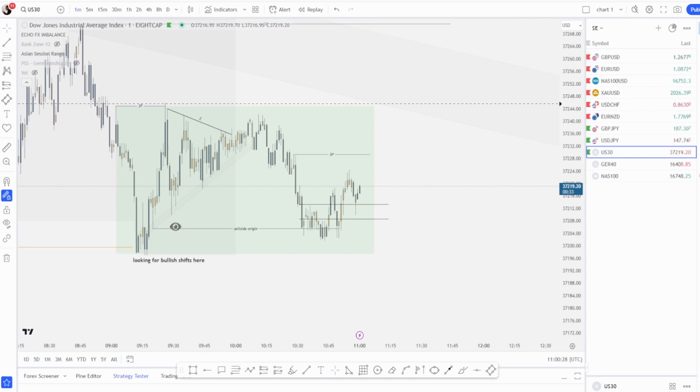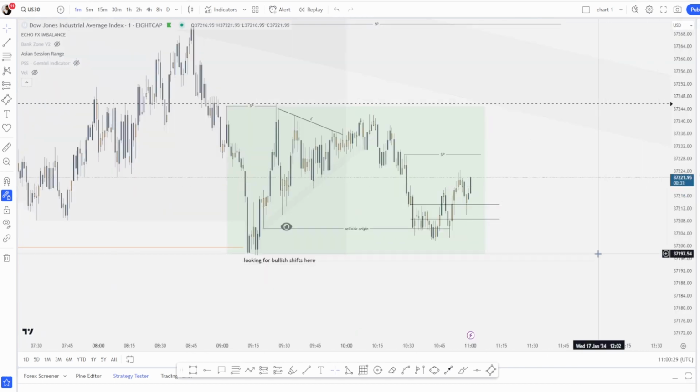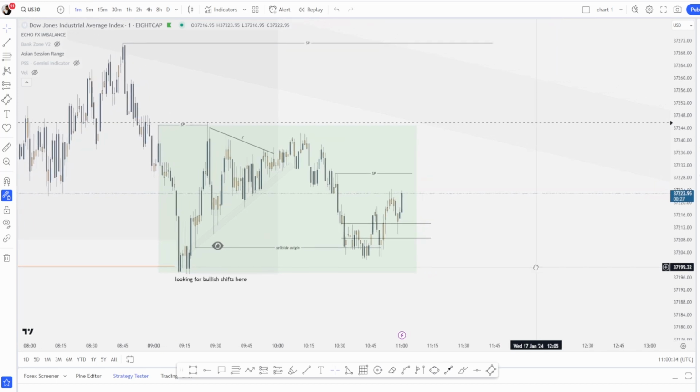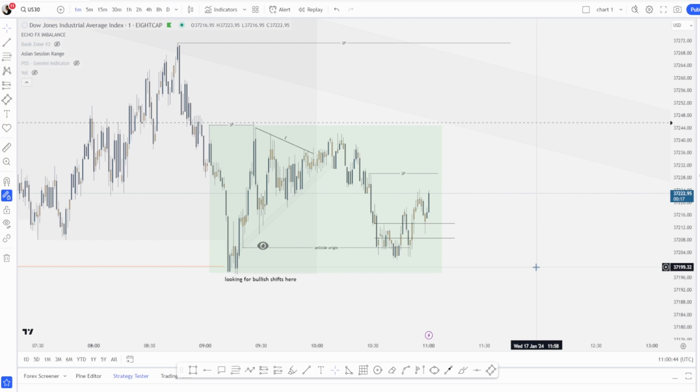Today we are looking at US30 and we have an SP scenario that is about to play out right here. This again is a live example of liquidity bars at work, and today we're going to walk you through a potential buy scenario for US30.